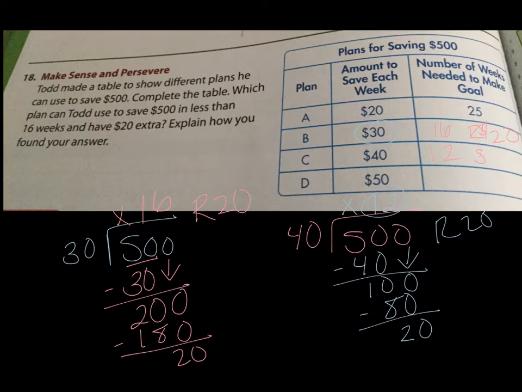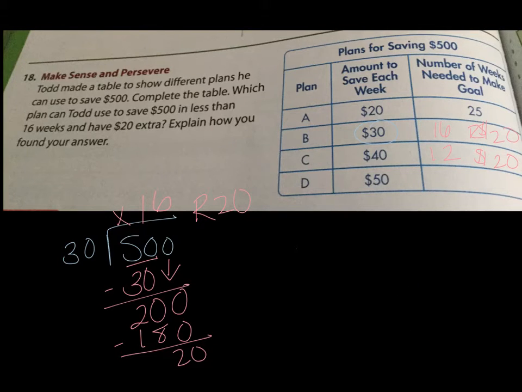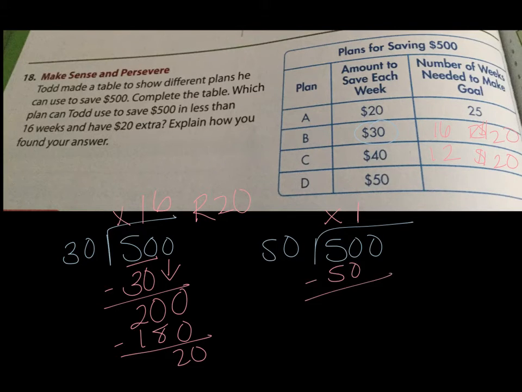12 weeks with $20 left over. And that fits our criteria also. Let's do one more. We have 500 divided by 50. 50 does not go into 5, but it goes into 50 one time. Equals 50. Subtract. Bring down your 0. 50 goes into 0 0 times. 0 times 50 is 0. Subtract. It's going to take you 10 weeks, but we have $0 left over. So 10 weeks.